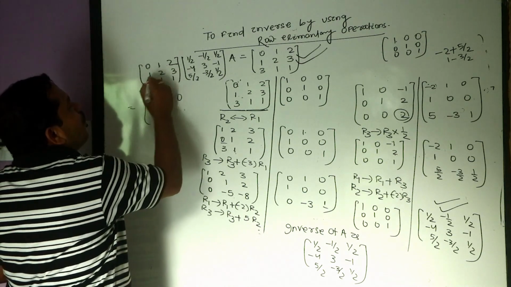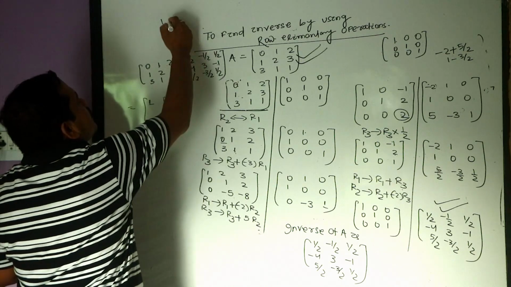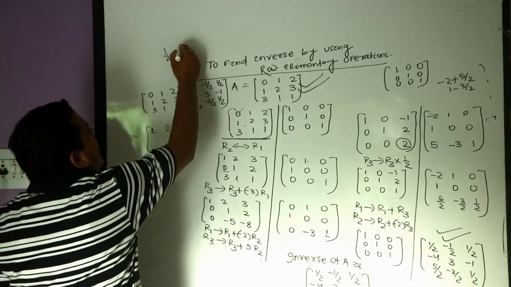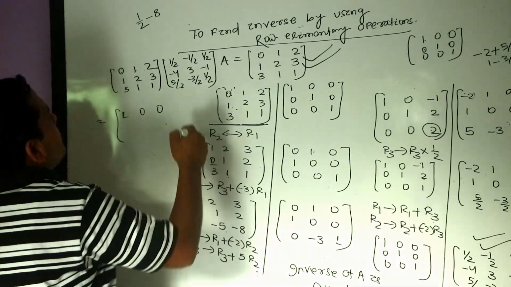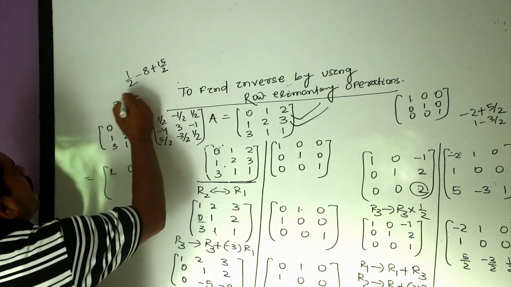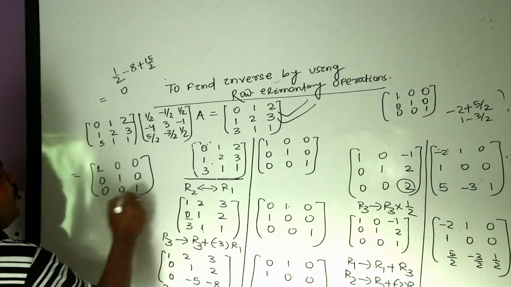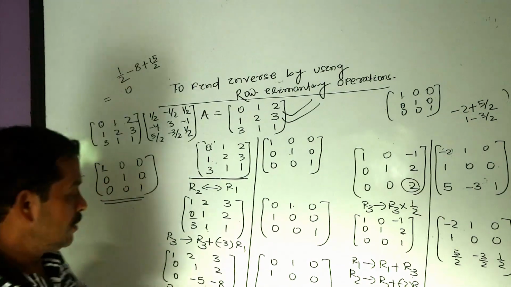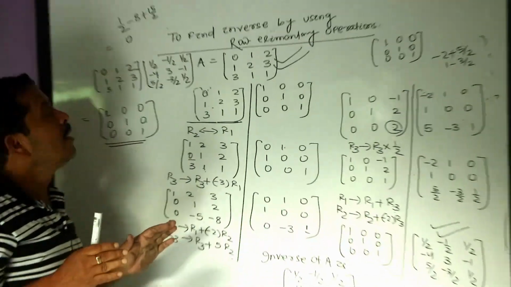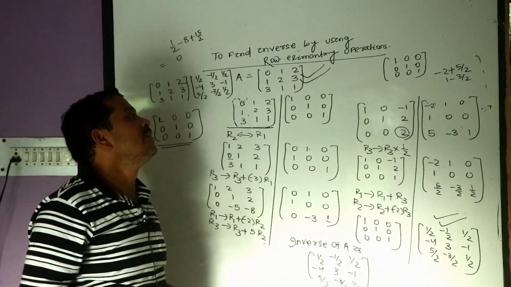Then second row: half plus, second row, second column, minus 8 plus 15 by 2, so that it will be 0. 0, 1, 0, 0, 0, 1. You will get the unit matrix. So this matrix is the inverse of this matrix. This is the process by row elementary operations for how to find the inverse of a matrix.